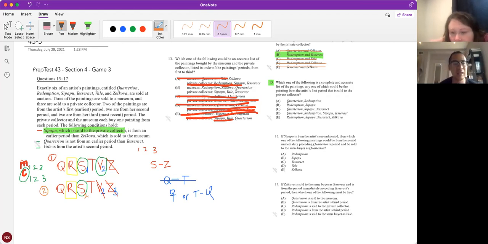Oh, actually, that's not true. Could be from a period immediately preceding, and sold by the same buyer. Sorry, I had this figured out in my head and then I started asking questions and confused myself. Okay, so for this one we have V, Z, S. I wouldn't be afraid to draw a little diagram on test day. We're trying to say, where could Q go? Oh, I know what it was. Can Q go first?